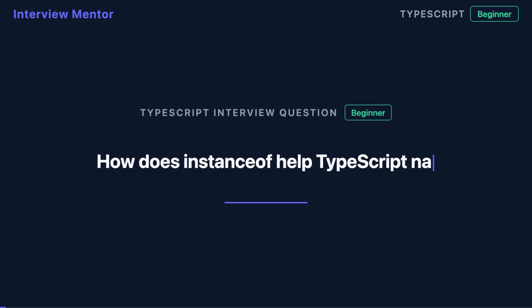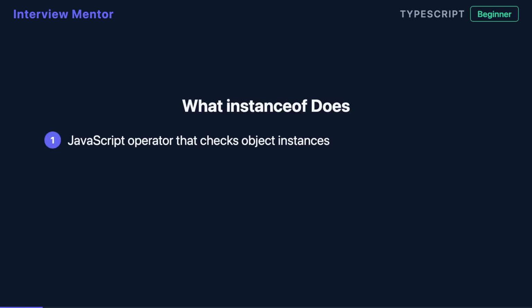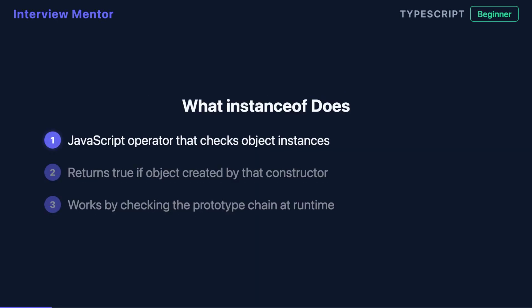Ever wonder how TypeScript knows exactly what type you're working with inside an if statement? The secret is instanceof, a type guard that turns runtime checks into compile time guarantees. First, let's understand what instanceof actually does.